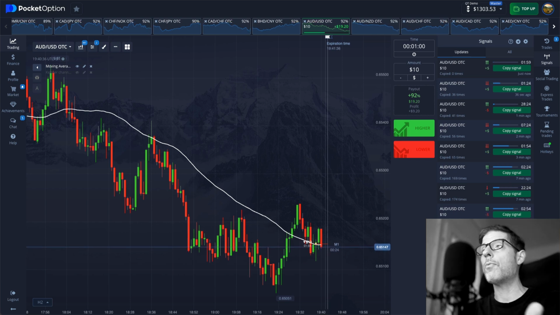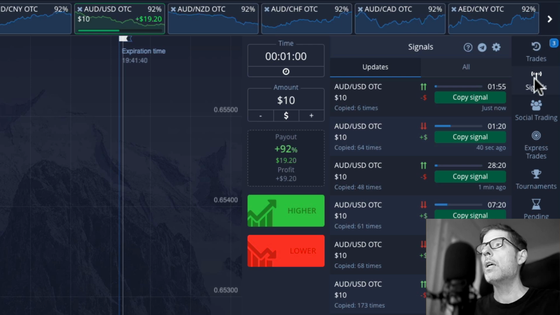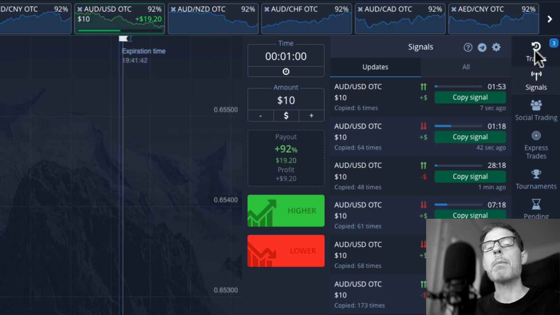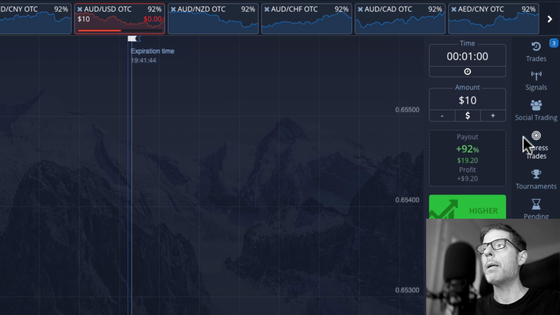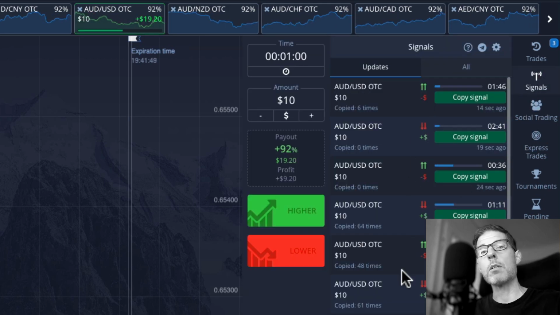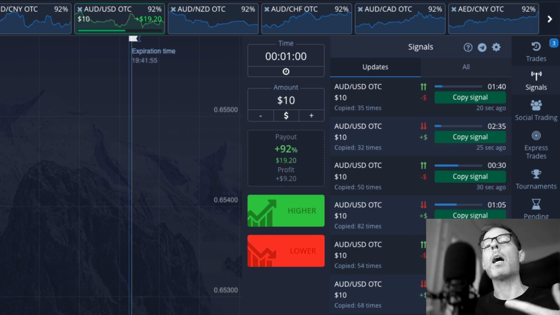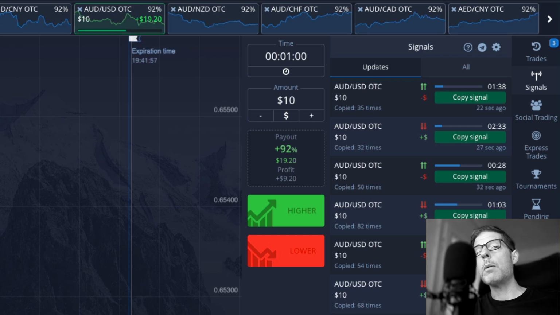You may have seen it before over here on the right side of the interface. You have the Trades tab, and then right below that, you have the Signals tab. This will load up a list of different signals that you can copy. And what Pocket Option does is these are completely automatic. So there's not like a human being behind this.